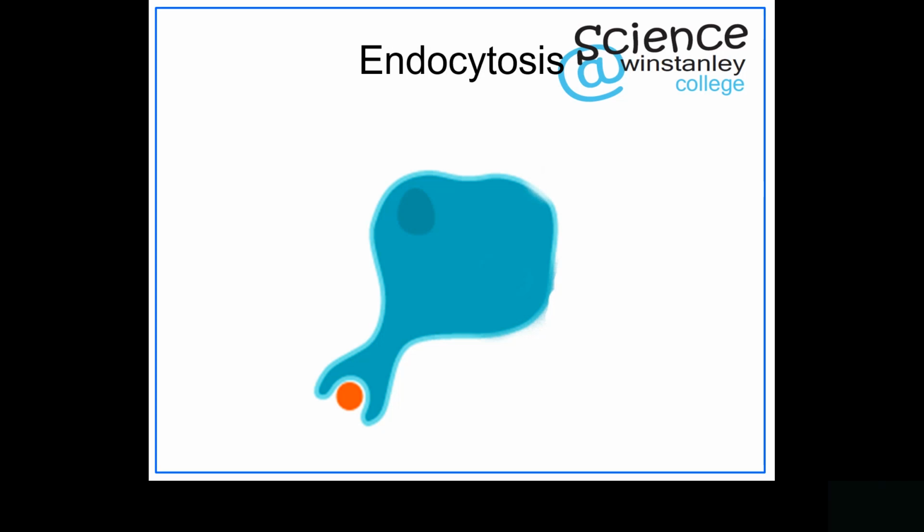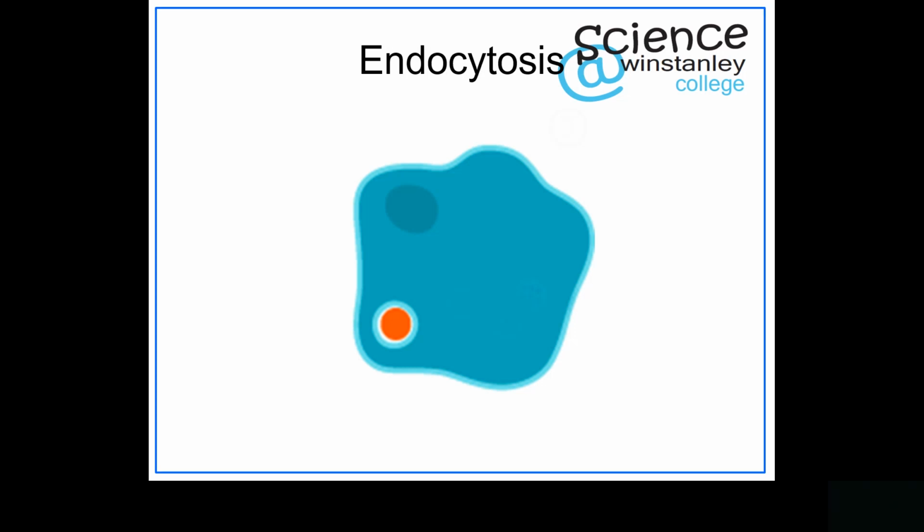Now, to do that, it has to have recognized it. So it's using things like glycoproteins on the surface. It's got receptors on there to detect what it is. But when it's happy that it wants to take up this bacteria, it will move around the object and it will engulf it. It will then fold on itself, and what you'll end up with is a vesicle on the inside of that cell.